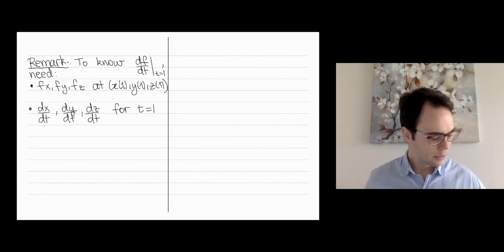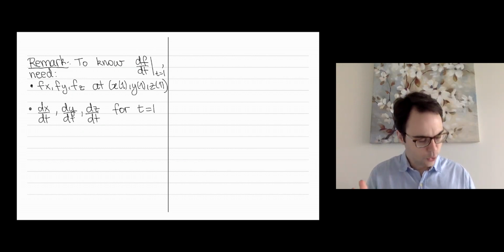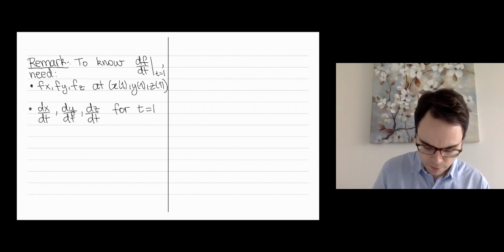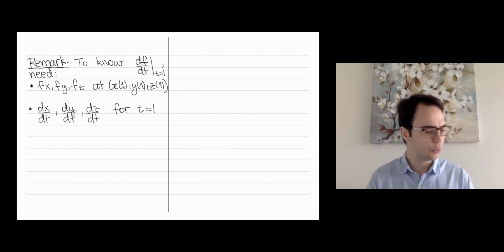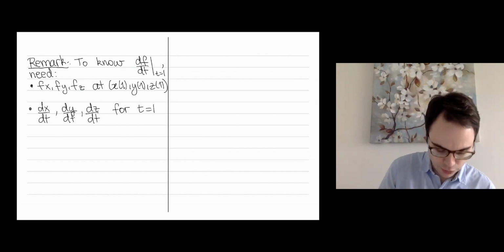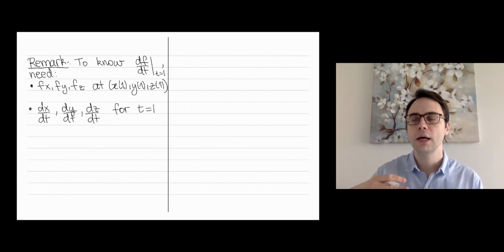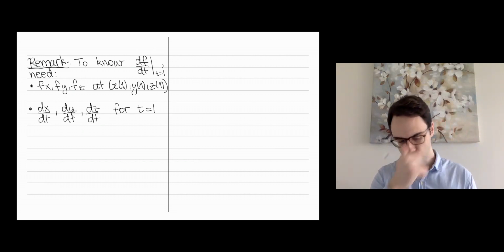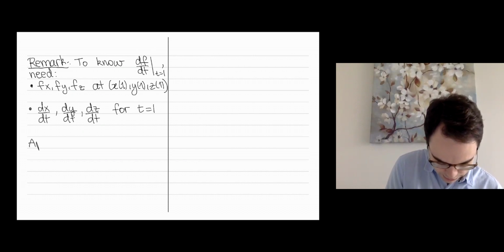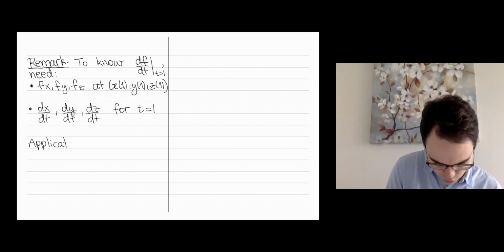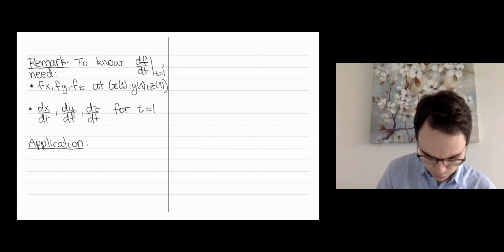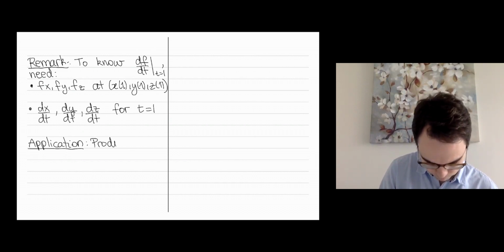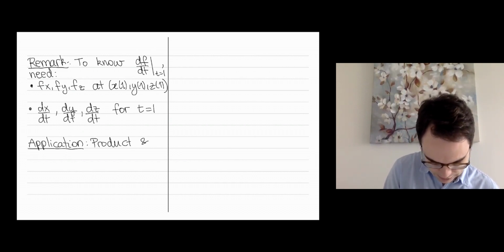So let me show you. To keep building some trust, I want you guys to really trust the chain rule. To help do that, I'd like to show you another application where the chain rule gives you an answer that you already know is correct. So here's that application: we can use the chain rule to recover the product and quotient rules from single variable calculus. Let's see that happening.